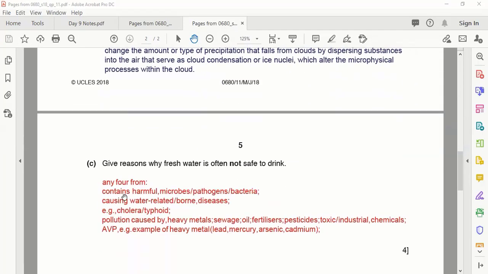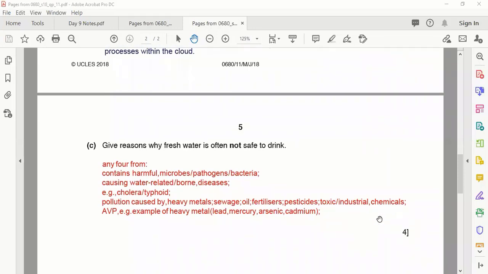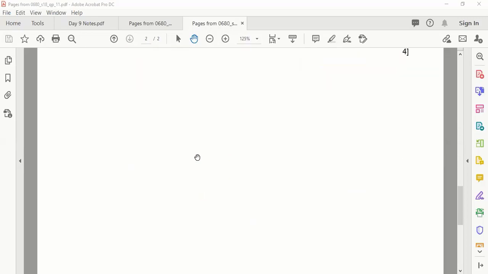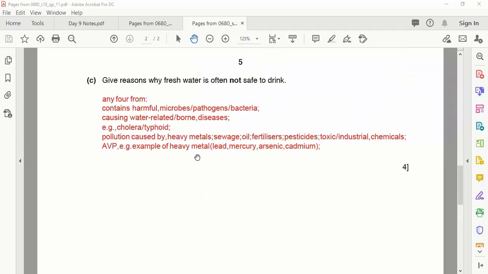So you can see here: contains harmful microbes, pathogens, bacteria causing water-borne diseases, typhoid; pollution caused by metal, sewage, oil, fertilizer, pesticide, chemicals, like this. You can write any 4. If the question is for 4 marks, you can write any 4 reasons. Because normally fresh water is safe to drink, but when it's not safe, when it has contamination, meaning pollution. And what are those reasons? It says here. So this is another question.